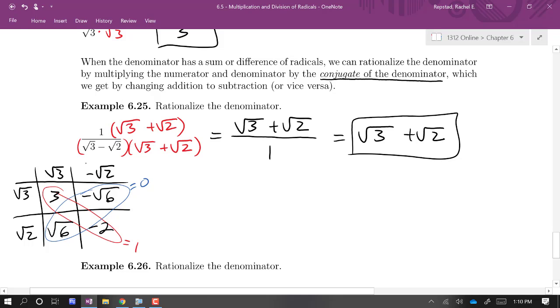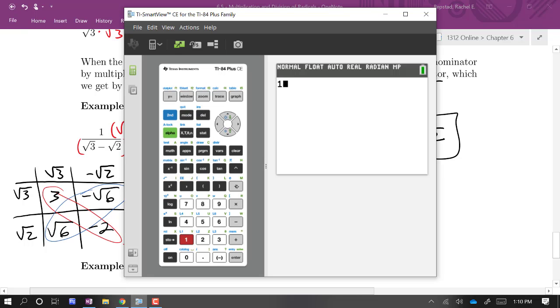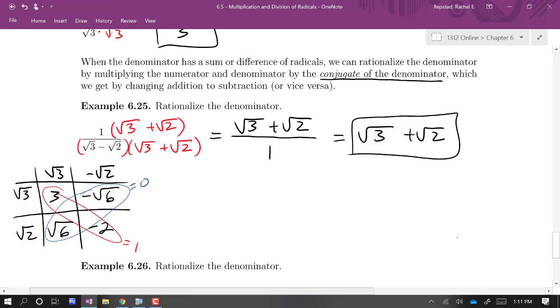Now you can convince yourself this is true. I chose a numerical example here because it's easy to convince ourselves that we're right. In the calculator, I'll take 1 divided by the square root of 3 minus the square root of 2. And there's that result. And then if I also find the square root of 3 plus the square root of 2, we get the same result. So these are equivalent.